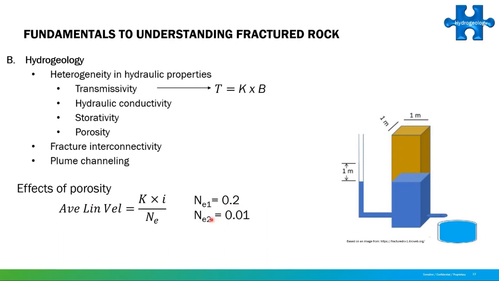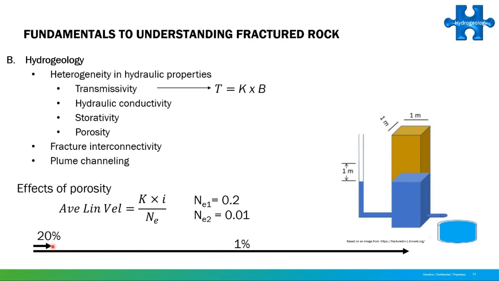So this is a factor of 20. If you're calculating your average linear velocity and you say, okay, I'm going 1 unit in distance in 1 unit of days at 20% porosity, but then the effective porosity is really 1%, that's a factor of 20. So you can see how much more dramatic the plume is, or how much farther the plume could extend based on low porosity.